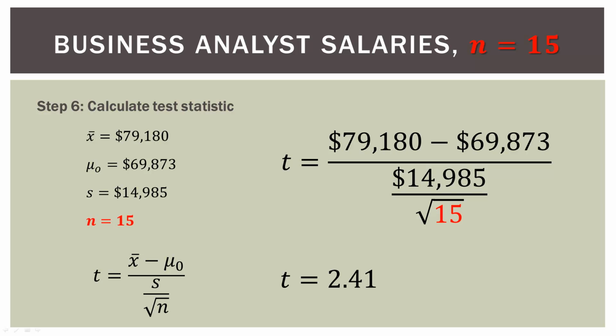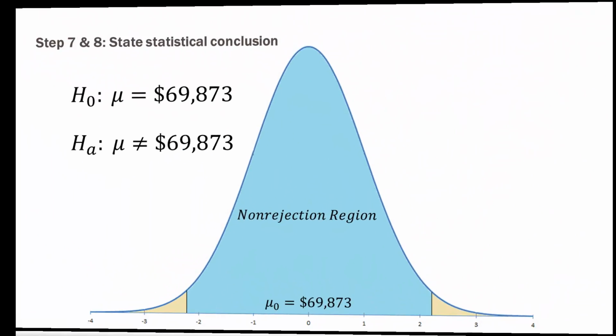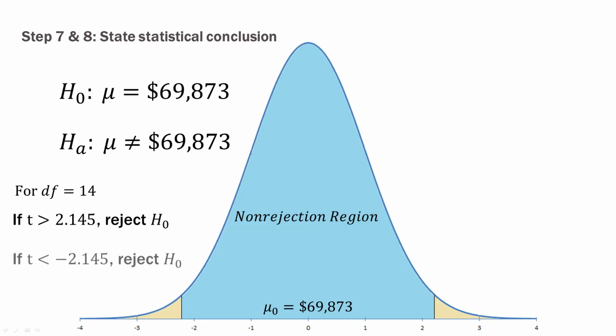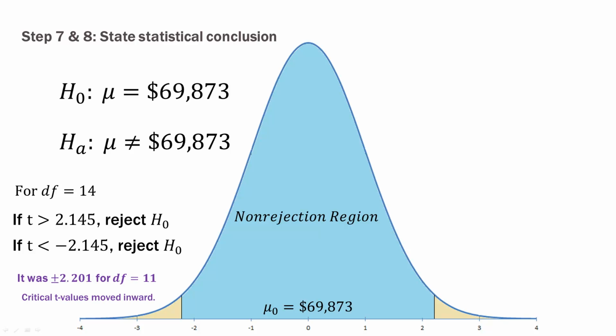Let's go ahead and place it on the curve. So here everything is the same. Our degrees of freedom are now 14, because remember our sample size was 15, so our degrees of freedom is 14. Now if we go to our t-table, we find that the critical t-value is plus or minus 2.145. So that is the critical value there on the bottom. Now remember that for degrees of freedom of 11, it was plus or minus 2.201.